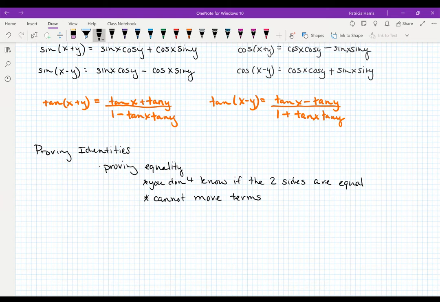Because those all have to do with properties of equality. And if you don't know that something's equal, you can't use the properties of equality. So no moving stuff. You can work one side, but not move it to the other side. Okay? So let's try one out.